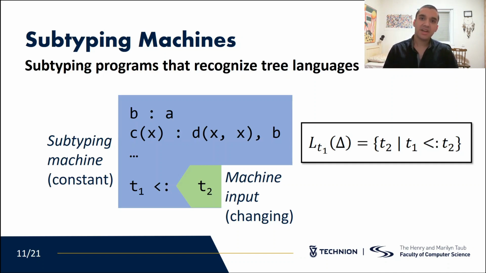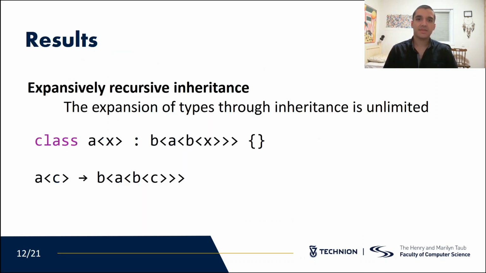In the paper, I investigated the computational power of subtyping machines in the decidable type system fragments of Kennedy and Pierce. The first fragment forbids expansively recursive inheritance. Informally, expansive inheritance allows the expansion of types through inheritance to be unlimited.